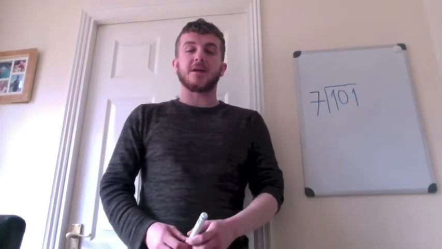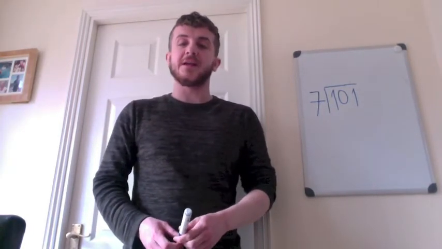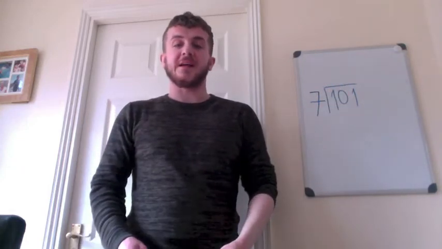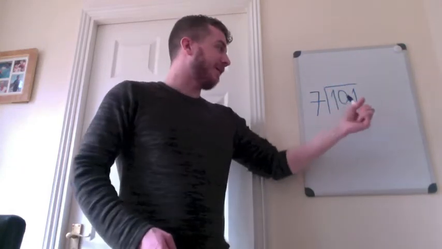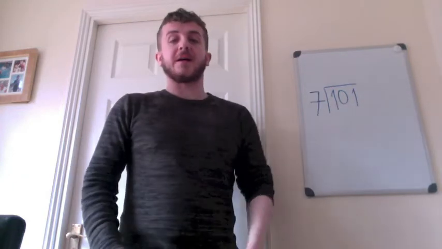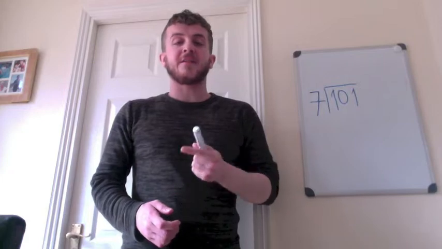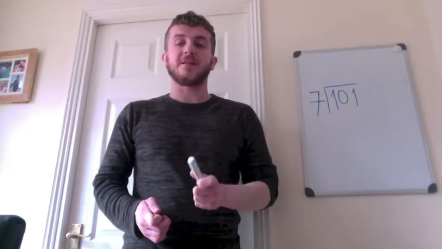Okay, third and final question, a bit of a trickier one. I've made it a bit smaller because I need to fit a larger decimal in here. So, what we're working out is 101 divided by 7. As we usually do, we're going to calculate it first, get our remainder, and then convert it.